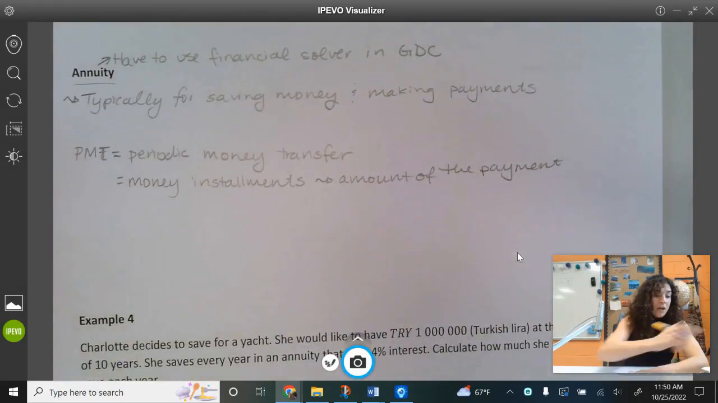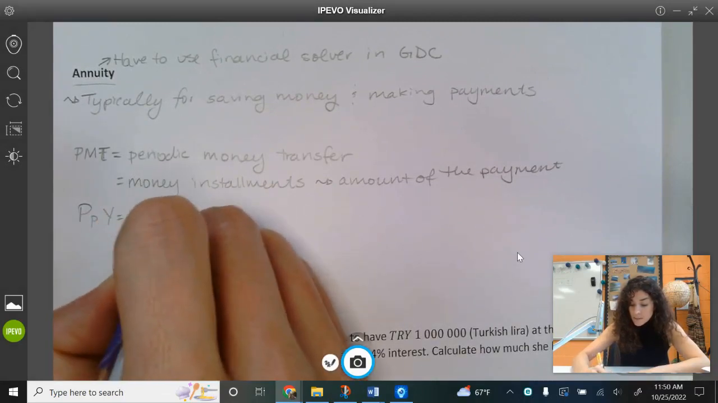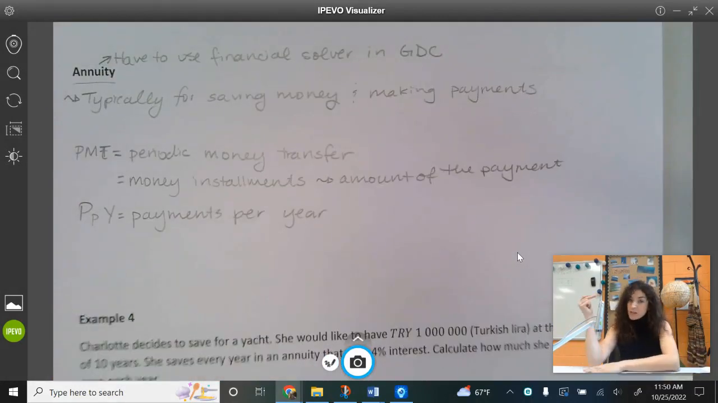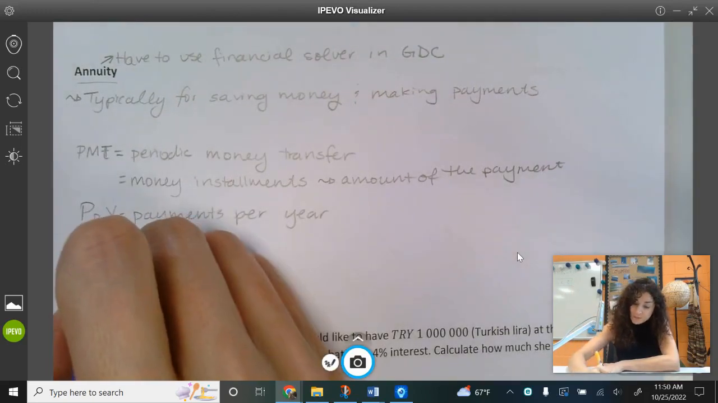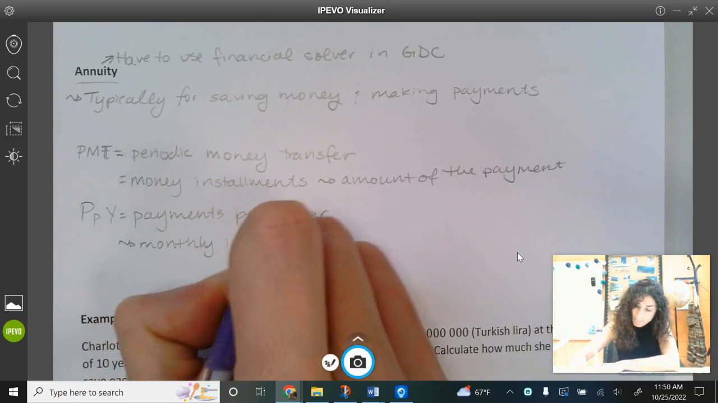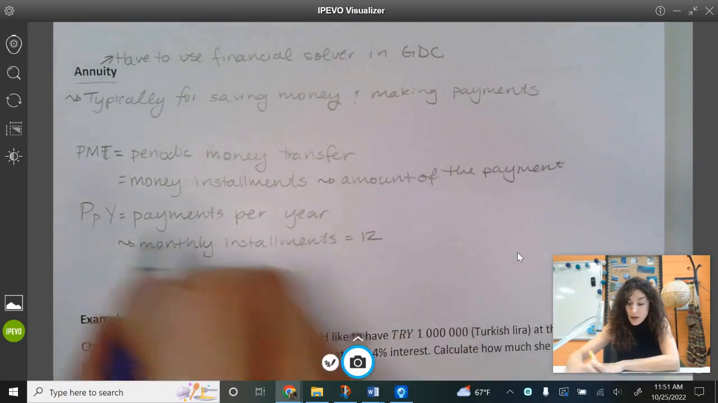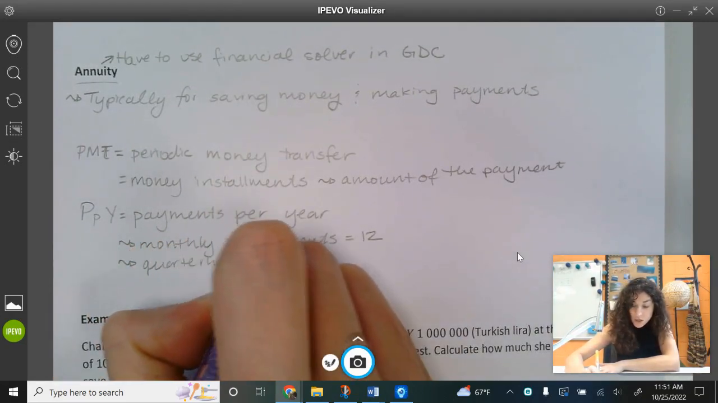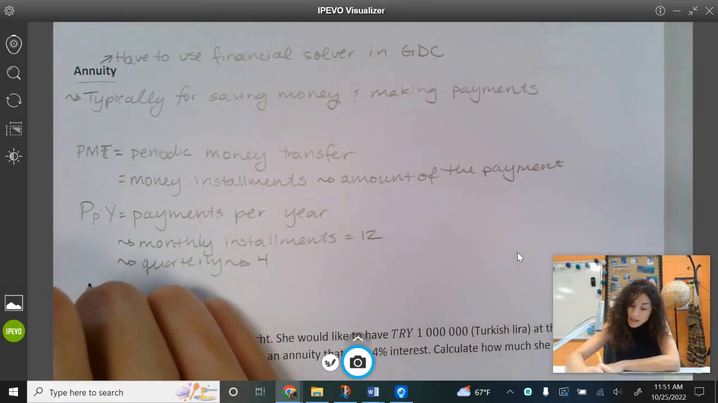Something else that changes is your PPY. This is payments per year. And so if you had monthly installments that you were paying, well, then that would be 12 payments per year. PPY would be equal to 12. If you had quarterly, it would be four times a year you make this payment. So that's something that changes.